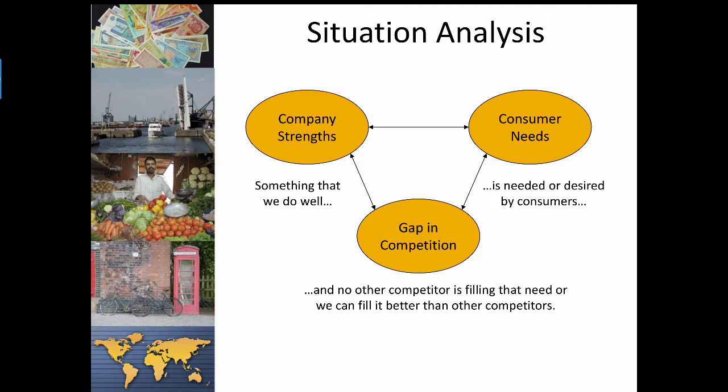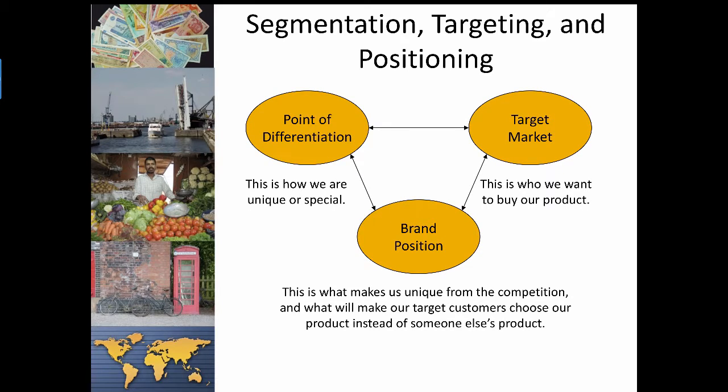In the situation analysis, which we've already talked a little bit about, we tend to look at the 4 C's. Specifically, we're looking at consumers' wants and needs, what they want, and then what is it that our company does well? Something that we can do well and that we can do better than other companies. So we're looking for a gap in the competition, a gap that no other competitor is filling or isn't filling well. Segmentation, targeting, and positioning really focuses on trying to find that point of differentiation.